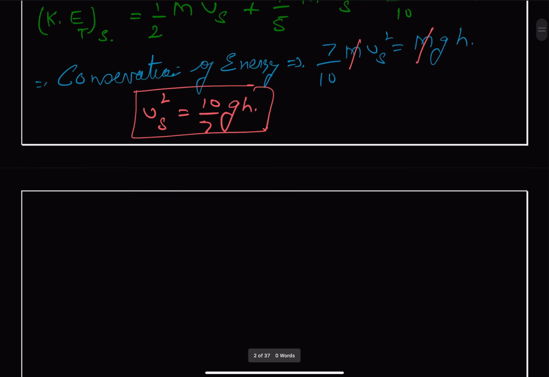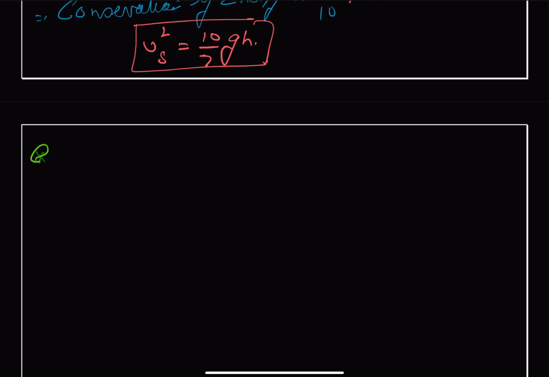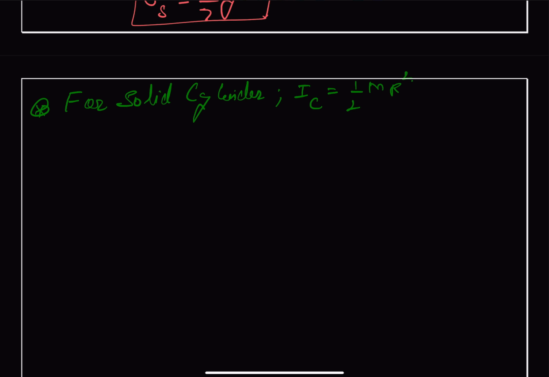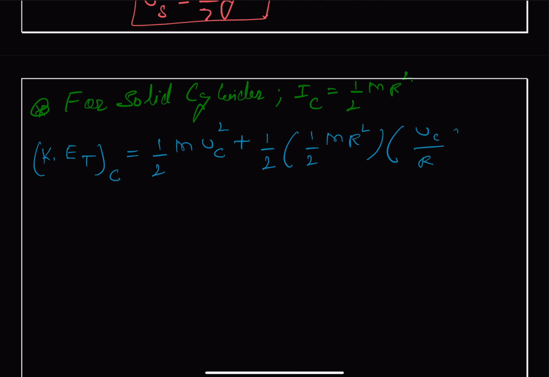Now we can do the same for our solid cylinder. For the solid cylinder, the moment of inertia, say Ic, will be half mr square. Therefore the total kinetic energy of the solid cylinder will be half m vc square plus half times 1 by 2 mr square times vc divided by r, whole square. Here also the r square cancels with the r square.